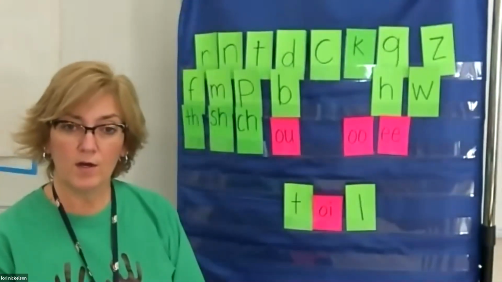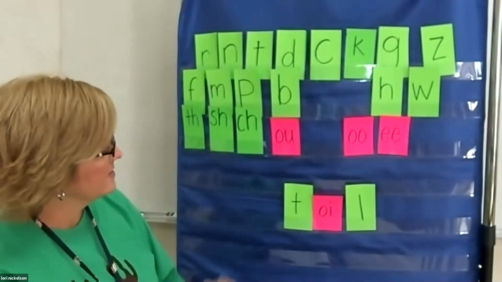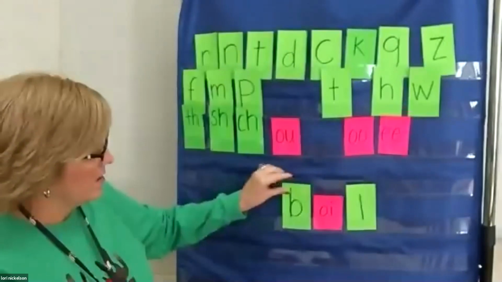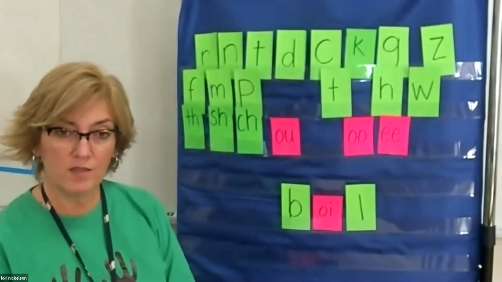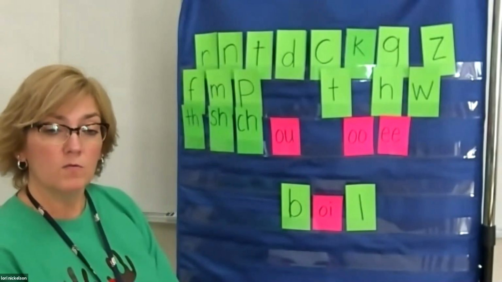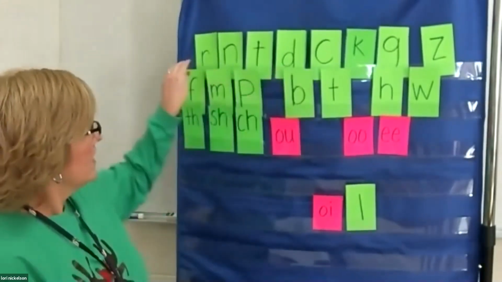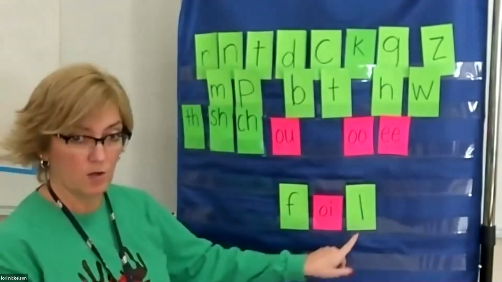So from toil, let's make the word boil. What am I going to replace? The T with a B. Awesome. Boil. So boil, I want to make the word foil. What am I going to do? I'll replace the B with the F, and now I have the new word foil.